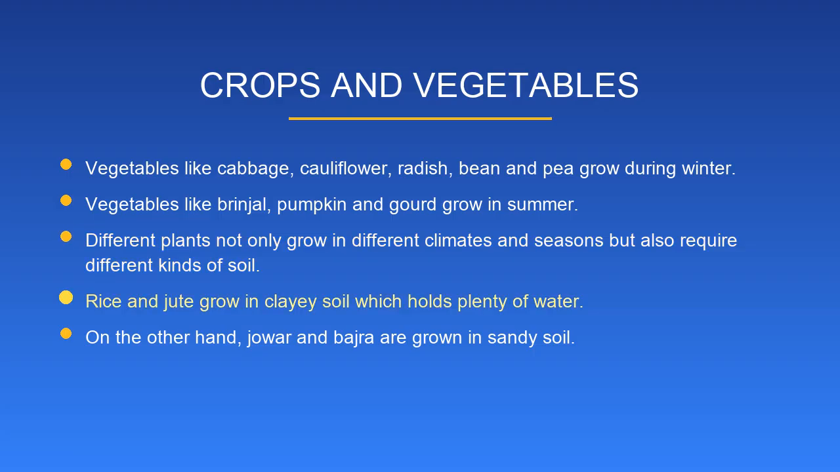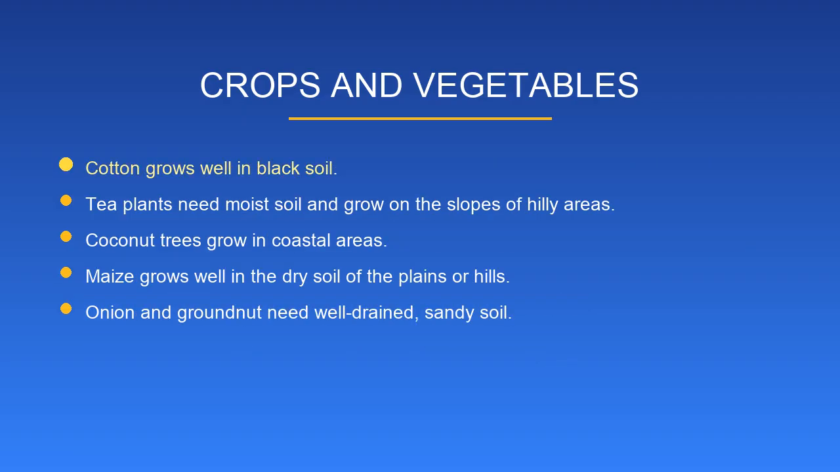Rice and jute grow in clay soil which holds plenty of water. On the other hand, jowar and bajra are grown in sandy soil. Cotton grows well in black soil. Tea plants need moist soil and grow on the slopes of hilly areas. Coconut trees grow in coastal areas. Maize grows well in the dry soil of the plains or hills. Onion and groundnut need well-drained, sandy soil.